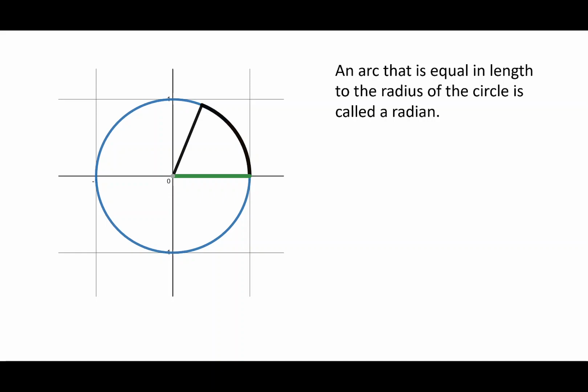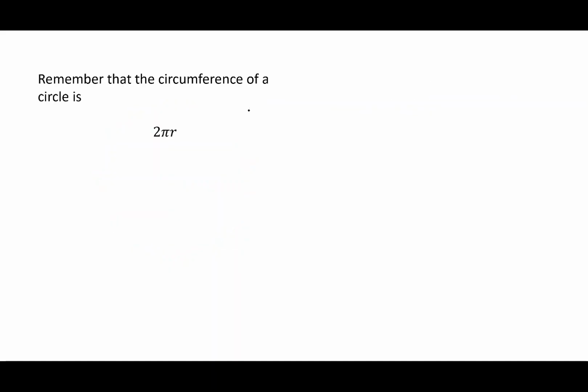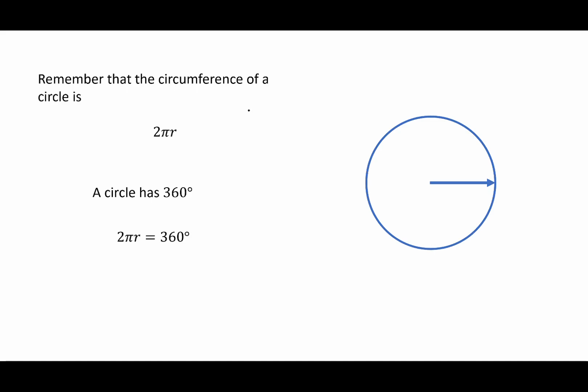An arc that is equal in length to the radius of the circle is called a radian. So in this picture, we have the radius r and we have an arc with that same measurement. So let's go back to talking about the circumference of a circle. The circumference of a circle has a measurement of 2 pi r. We know that a circle has 360 degrees. When we put those two things together, that tells us that 2 pi r is equal to 360 degrees.